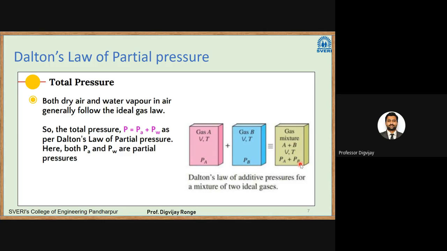Up to this point we have seen the atmospheric air, which is a mixture of dry air, water vapor, and pollutants. Then we have seen moist air. Moist air is a mixture of dry air and water vapor. Then we have seen saturated air. Saturated air is a condition in which the dry air holds the maximum amount of moisture, and this vapor and liquid are in equilibrium. Then we have seen Dalton's law of partial pressure.